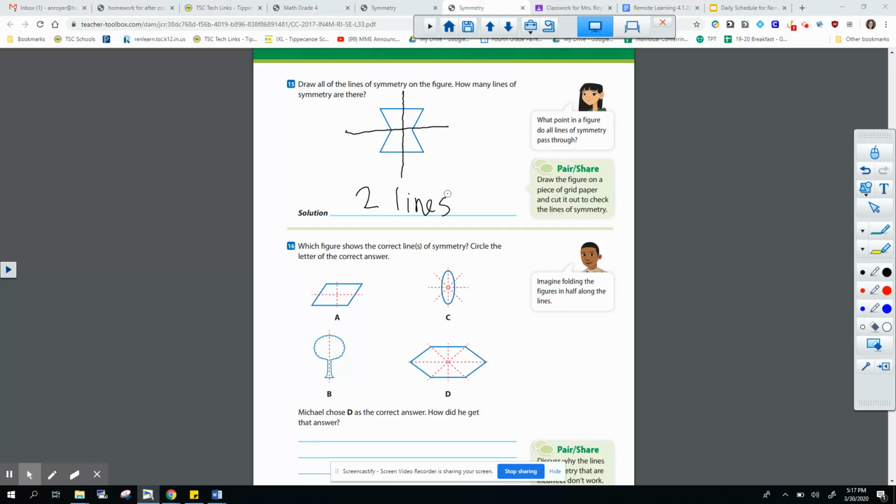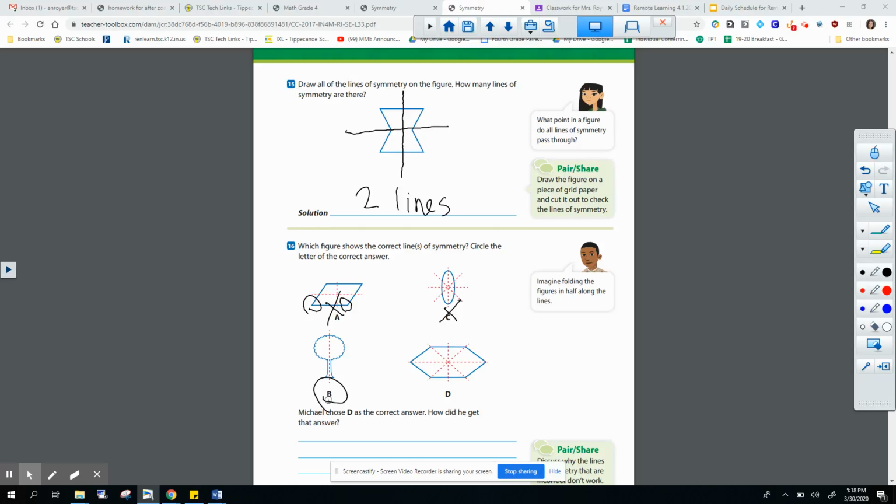Okay, and then number 16 asks me, which figure shows the correct lines of symmetry? Circle the letter of the correct answer. I know from yesterday that a parallelogram does not have any lines of symmetry because of those angles, the obtuse and the acute angles. So I know it's not A. And then I know from up above that the oval should only have two lines of symmetry. So I know it's not C. If I look at B, that tree looks right, but I'm going to check D just to make sure. And that should not have all of those lines of symmetry because it's longer. These sides are longer and it's going to not line up, kind of like that rectangle that we talked about. So I know that the answer is B.